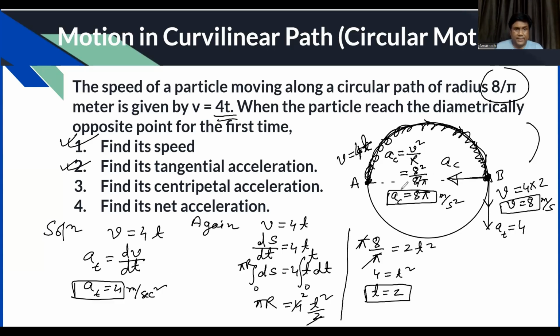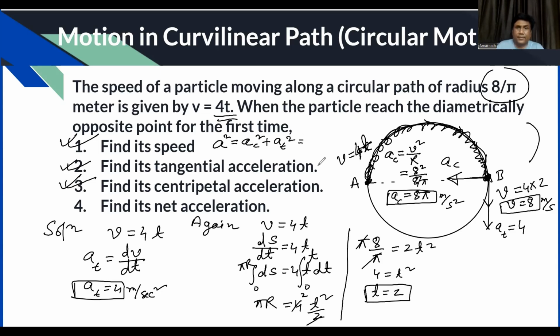Do you understand everything step by step? That is question number 3. Find its centripetal acceleration. Now I need the net acceleration. We know that net acceleration square is equal to centripetal acceleration square plus tangential acceleration square. That's the formula.